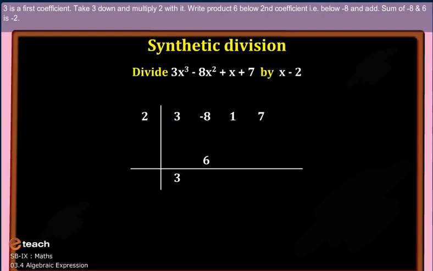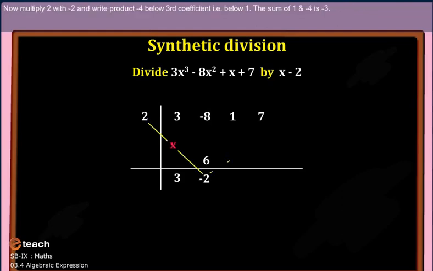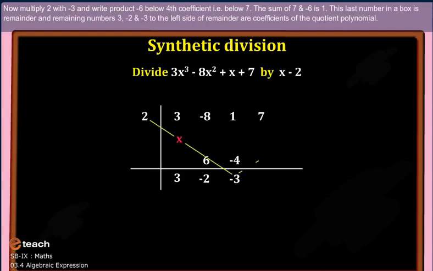Write product 6 below second coefficient, that is below minus 8, and add sum of minus 8 and 6, that is minus 2. Now multiply 2 with minus 2 and write the product minus 4 below third coefficient, that is below 1. The sum of 1 and minus 4 is minus 3. Now multiply 2 with minus 3 and write product minus 6 below fourth coefficient, that is below 7. The sum of 7 and minus 6 is 1.